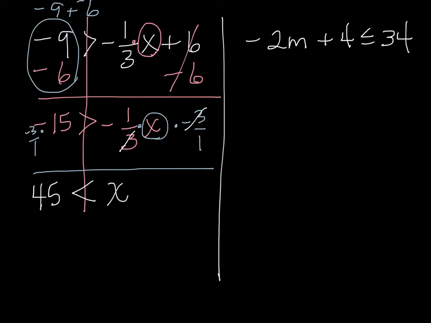I always think inequalities make a little more sense with the variable listed first, so I would again flip-flop the x and 45, making sure that if the alligator was eating the x, that it's still eating the x.